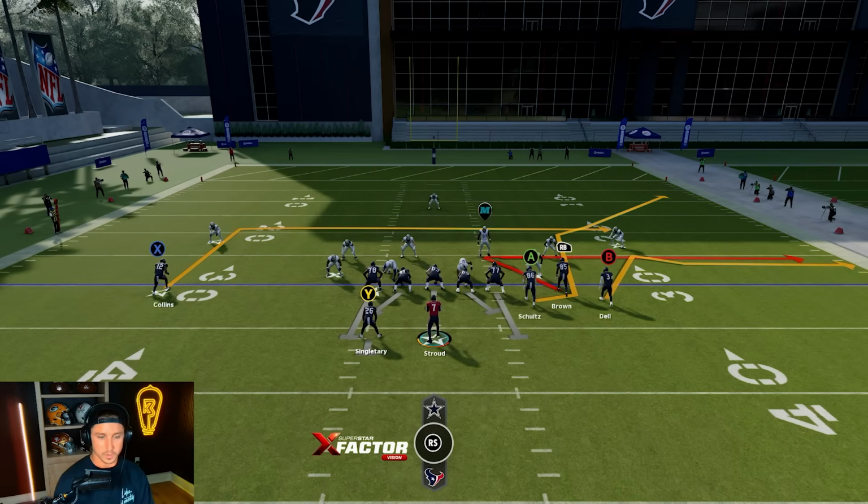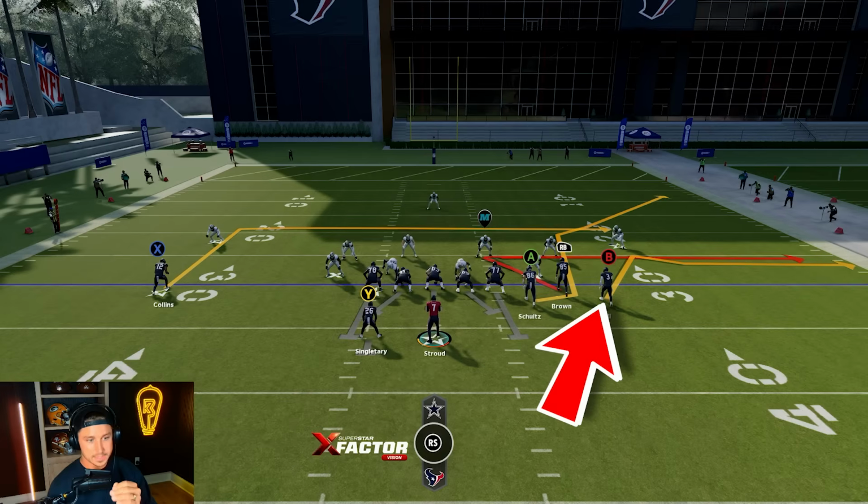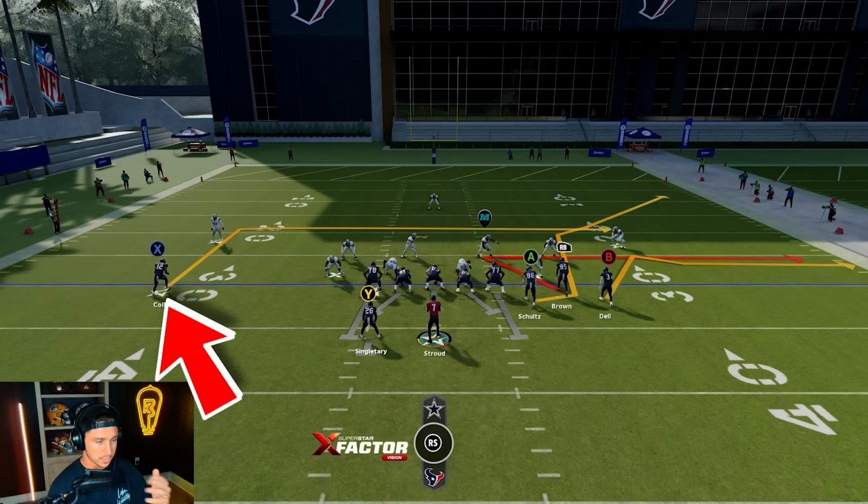These are pure progressions. When you have mesh concepts, shallow cross, things that are flowing one way or the other, a lot of times they're read low to high. Sometimes they're read high to low. It depends on who you're trying to influence defender-wise. Right here, we're going to start this thing off really simple. We're going to go to Tank Dell, to Dalton Schultz, to Brown, to Nico Collins on the backside.